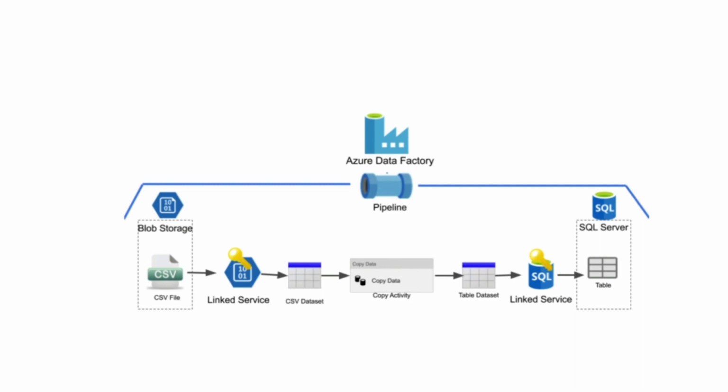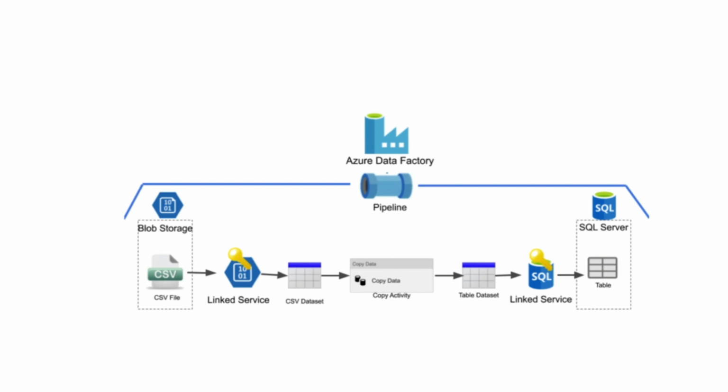First, we need to orchestrate a pipeline here that loads a CSV file from Blob storage, then use a linked service in order to create a connection. Then we create a dataset. We use the copy activity, we produce another dataset, and through the linked service that provides connection to the database, we save the data into a table. We are going to implement this example right now.